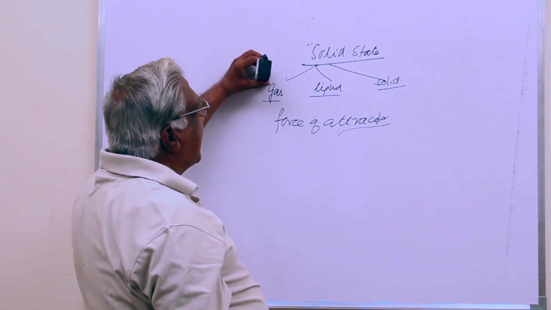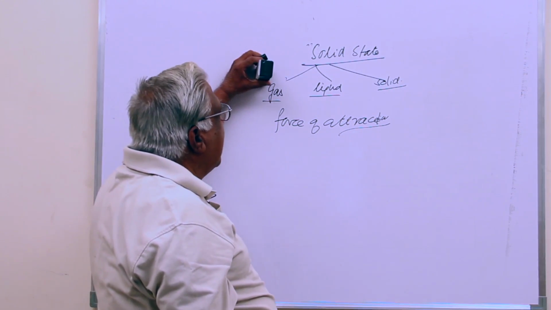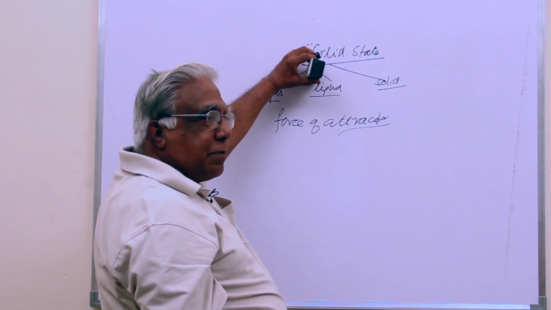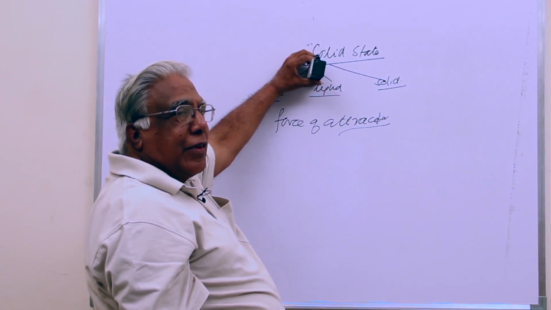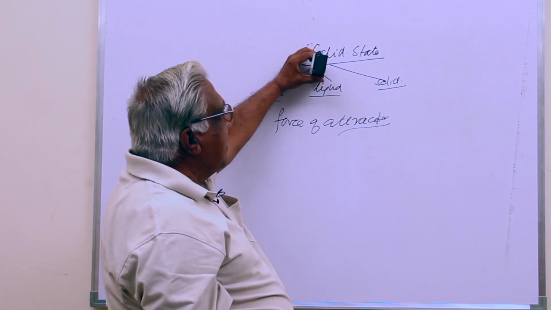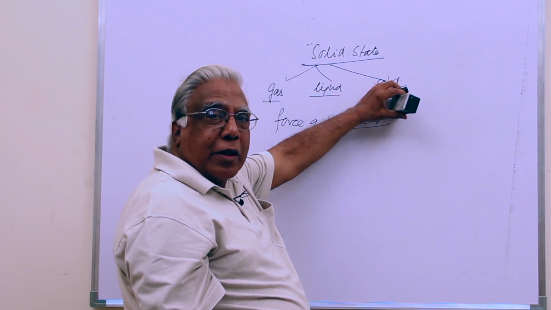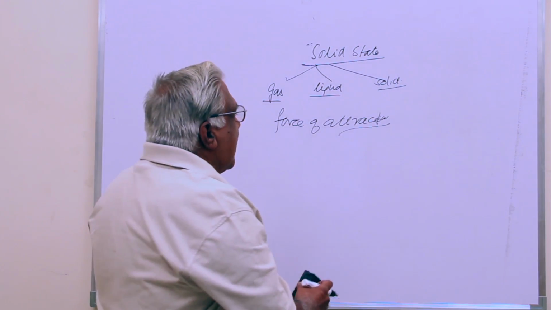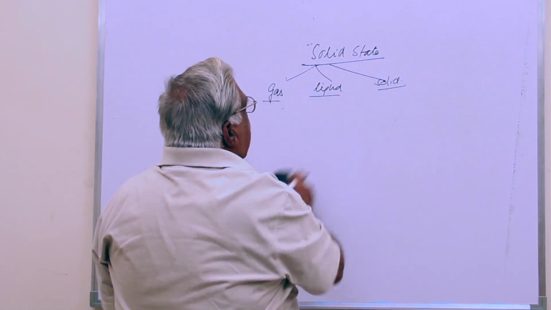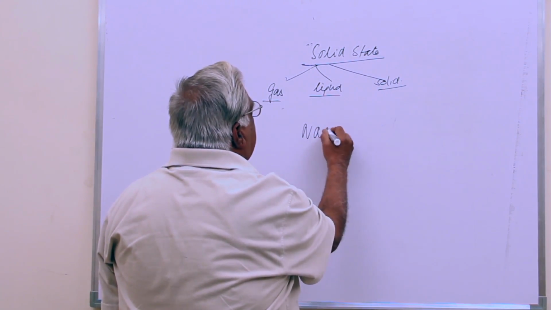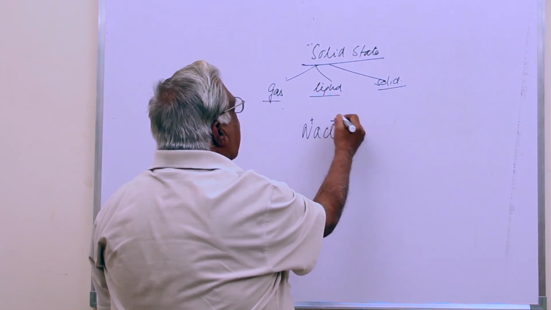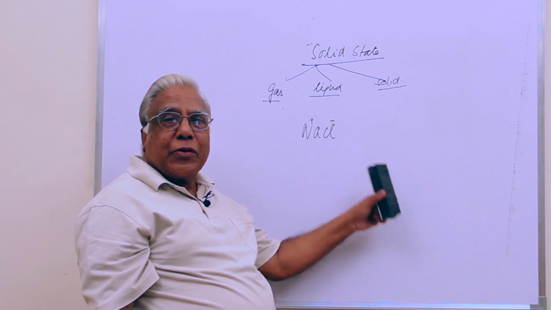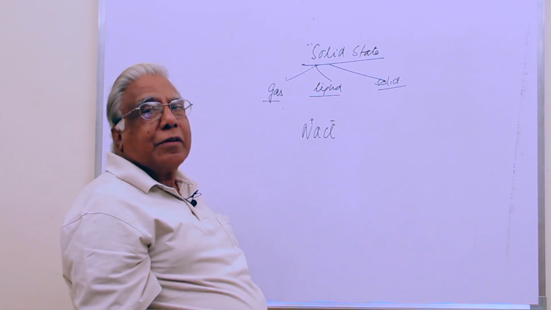Practically, there is no force of attraction between the molecules of a gas, whereas the force of attraction between the molecules of a liquid is relatively less. But in the case of a solid, the force of attraction is fairly high. For example, in a crystal of sodium chloride, the sodium ion and the chloride ion are held together by what we call electrostatic forces of attraction.